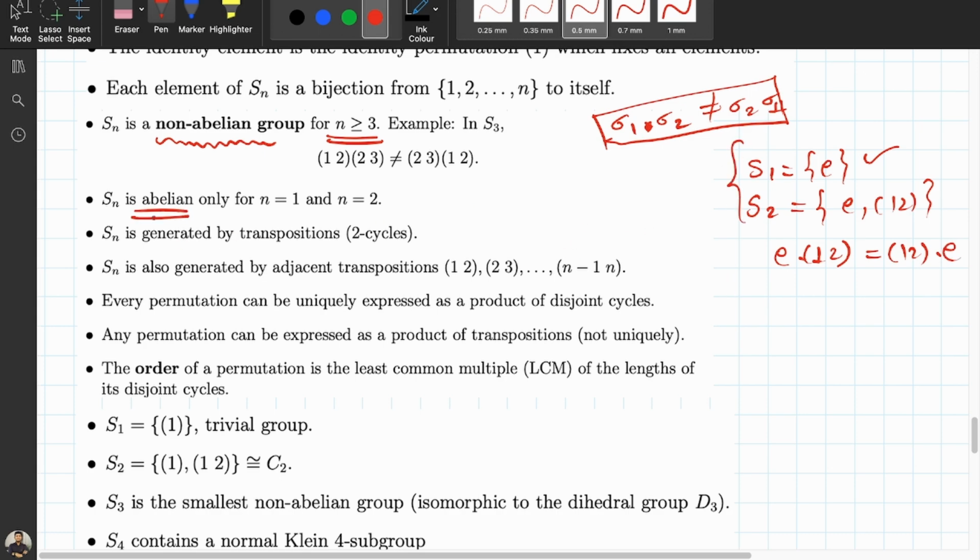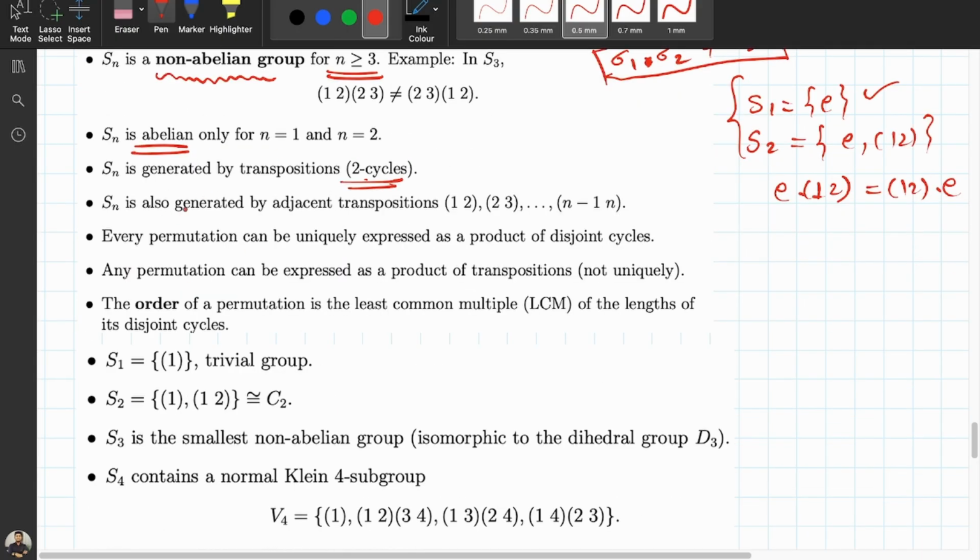This is very important. Sn is generated by transpositions. Next, Sn is also generated by adjacent transpositions. Adjacent means (1 2), next one starting with 2, then the next starting with 3, (3 4), and so on. That is how it can be generated. Every permutation can be uniquely expressed as a product of disjoint cycles.